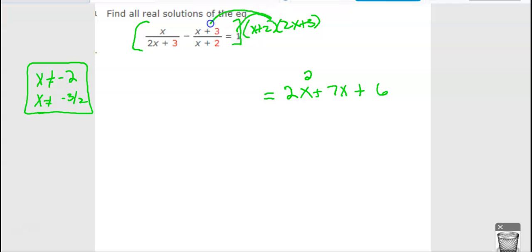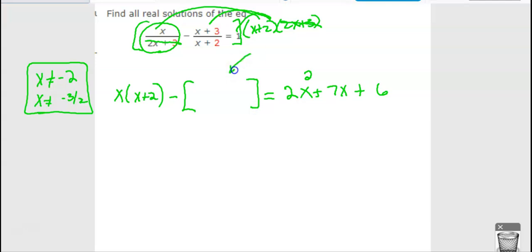Now, when you multiply it by this fraction and this fraction, make sure you understand what happens. The reason why you're multiplying by the common denominator is because when you multiply this first fraction, the 2x plus 3's will cross out. And then it's really just x and then x plus 2. And look, there's no denominator. And then here, we have to be very careful on this one.